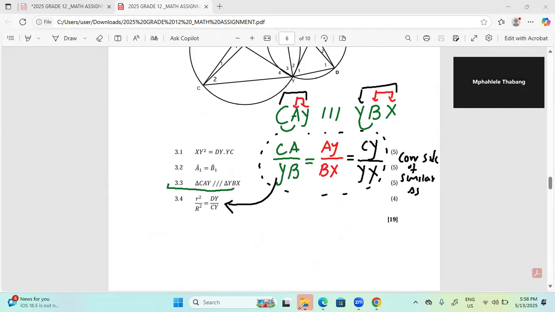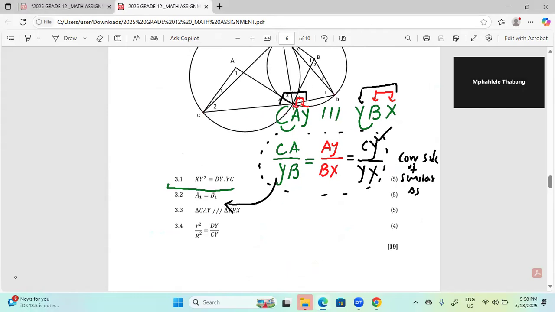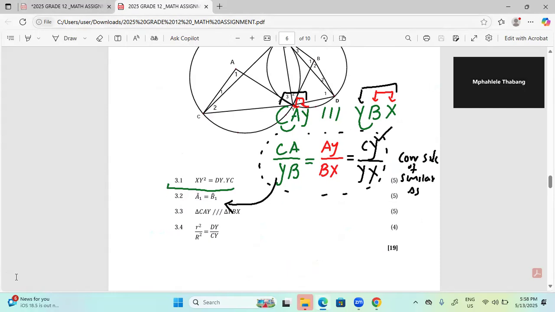So let's check. We want DY and CY. I don't see DY and CY. Oh, CY is here. Maybe I will use this one. And what else? I need to pick two. So CA, I know I have to pick it. Let me go back to the diagram a bit. Yes, CA, I have to pick it.